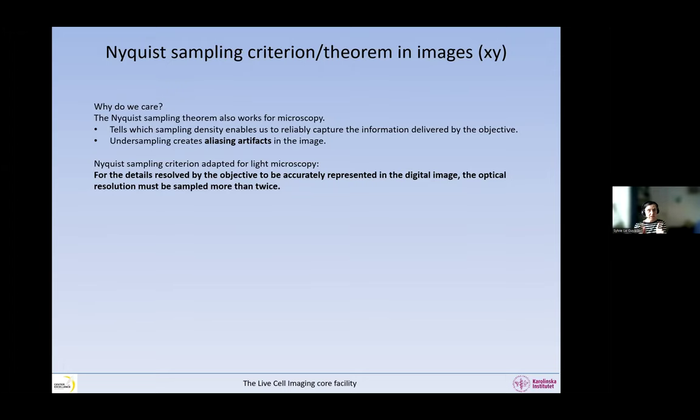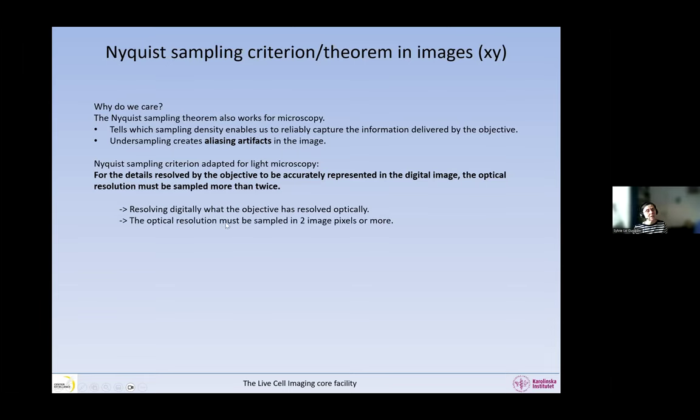So this distance, we must have two measuring points within this distance to fulfill the Nyquist sampling theorem. So what we need to do basically is make sure that we resolve digitally what the objective has resolved optically. We do not want our digitalization to be the limiting factor when the objective has done such a good job at giving us the very nice point spread function, and then afterwards we destroy it when we make a digital image. We don't want that.